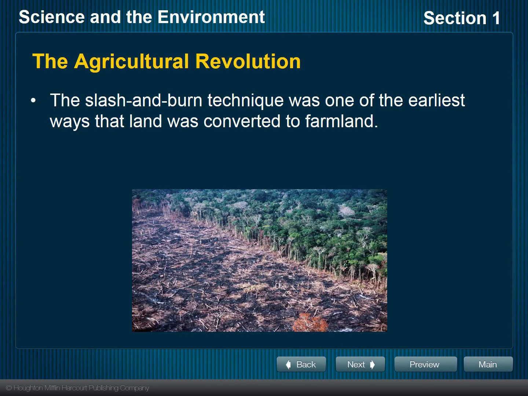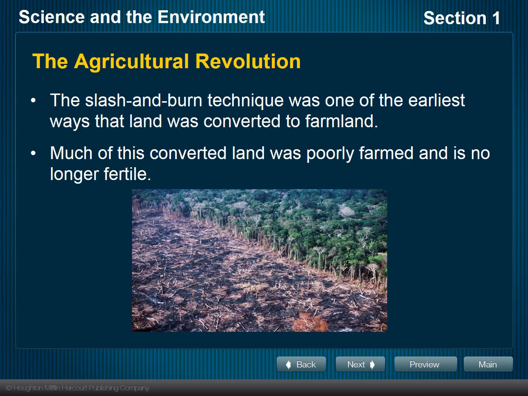The slash and burn technique was one of the earliest ways that land was converted to farmland. Unfortunately, much of the converted land was poorly farmed and is no longer fertile today.